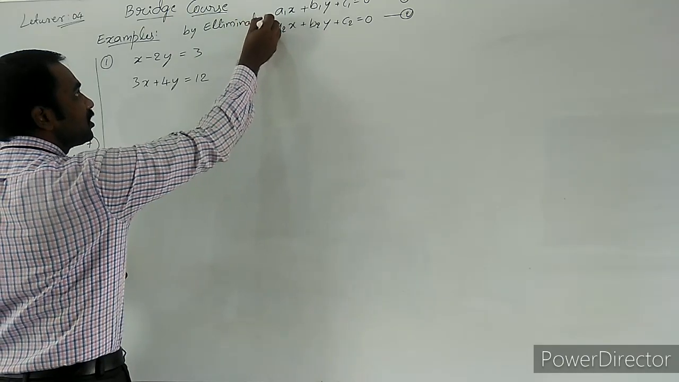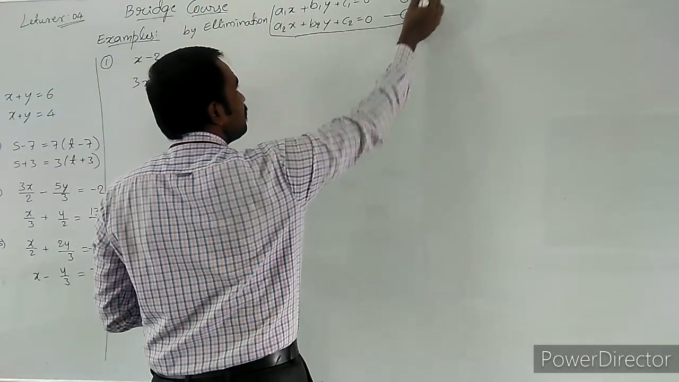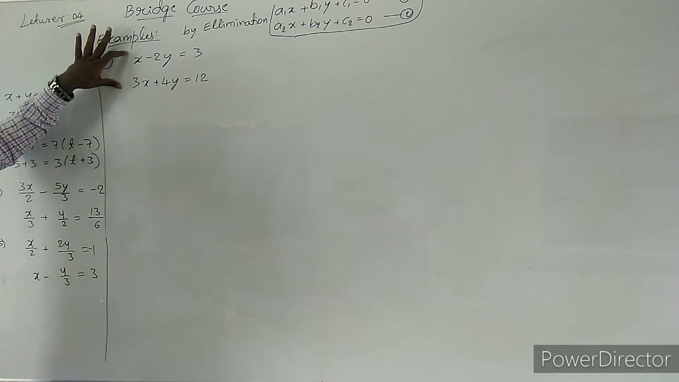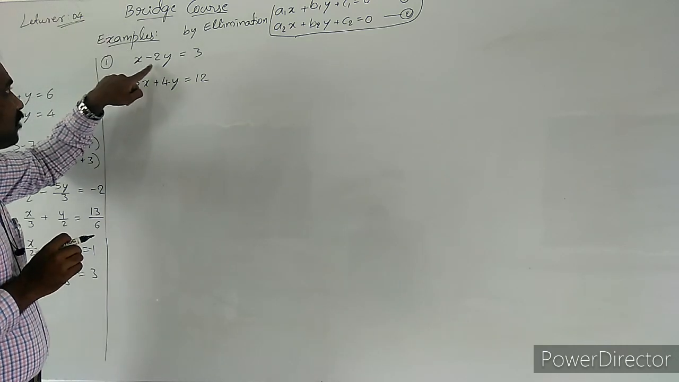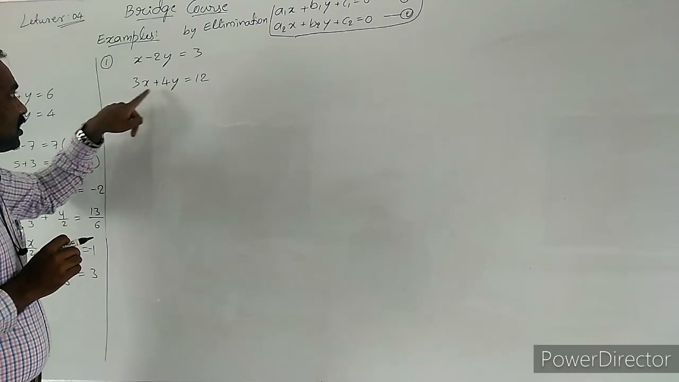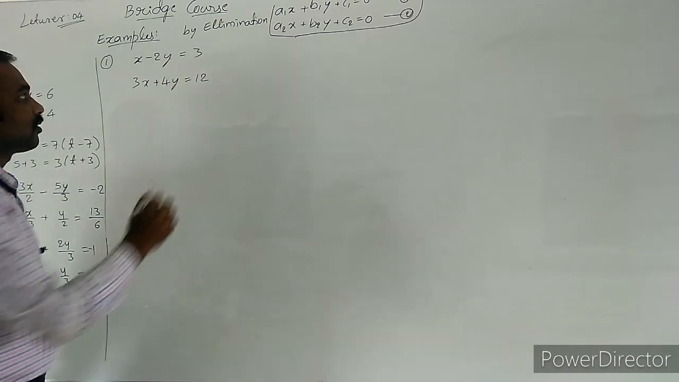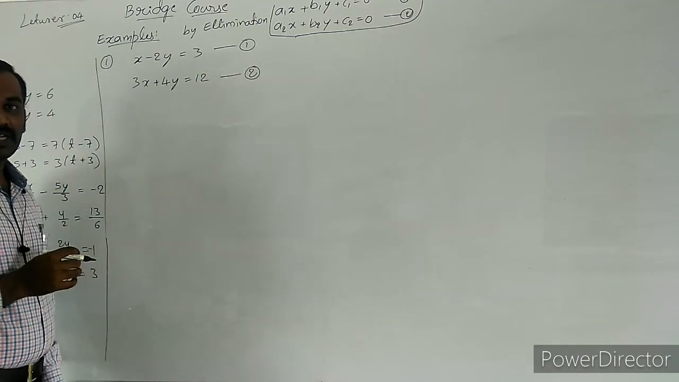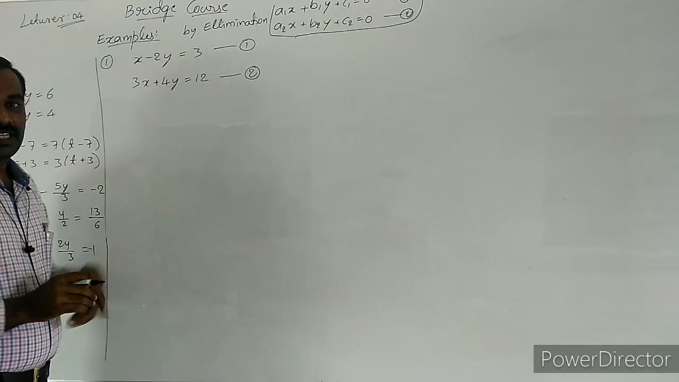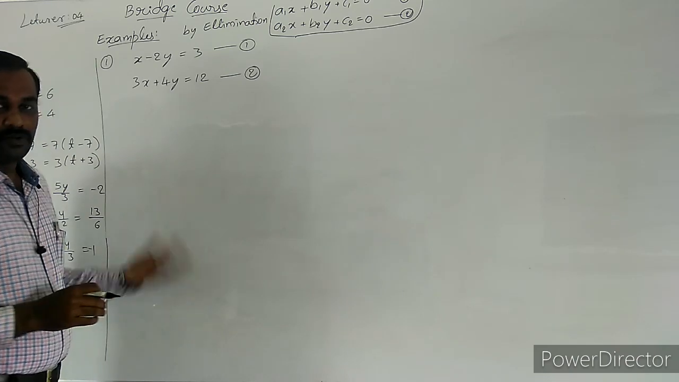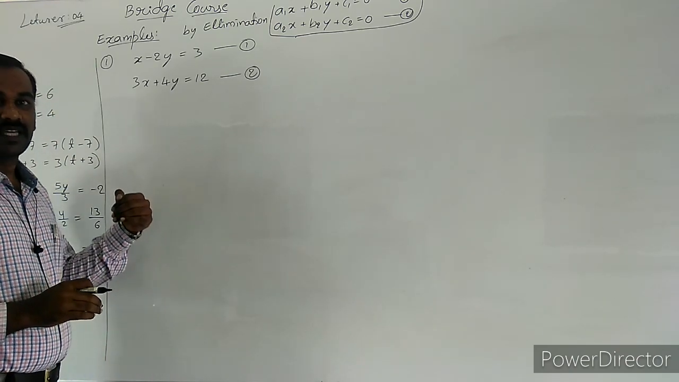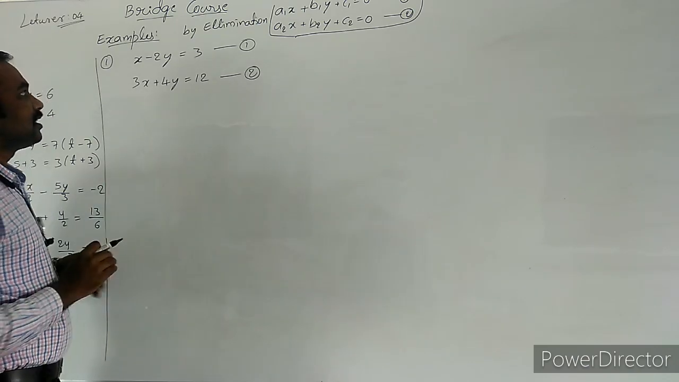Using the elimination method, find the x and y values of the simultaneous linear equations x minus 2y is equal to 3 and 3x plus 4y is equal to 12. I call this equation number 1 and this equation number 2. In the elimination method, we eliminate a variable. How do you eliminate the variable? Make the coefficients of x or y the same.